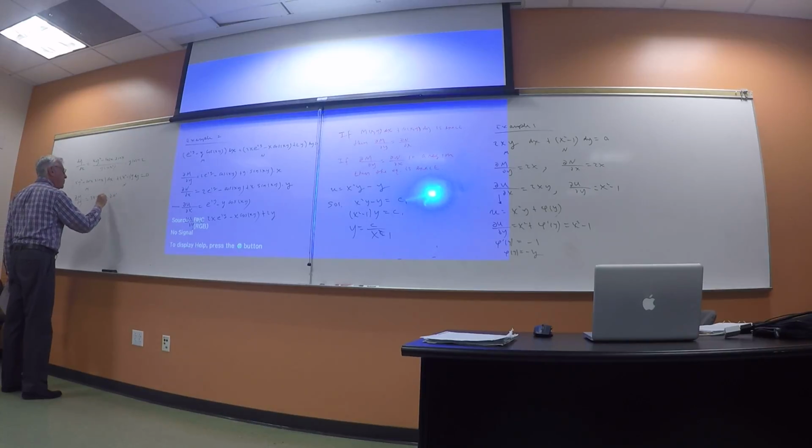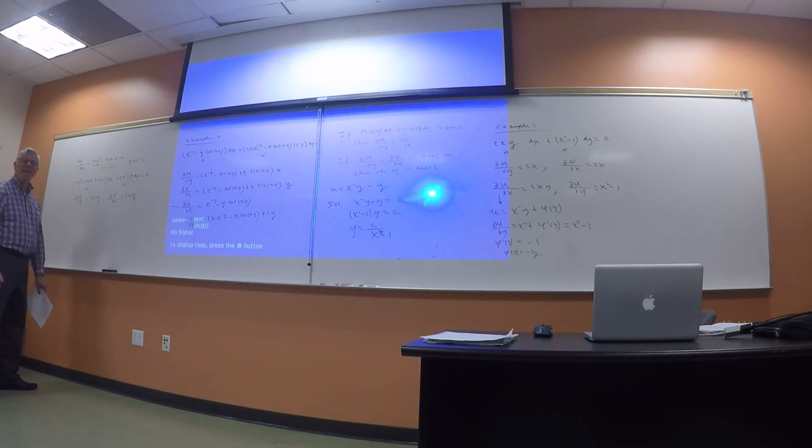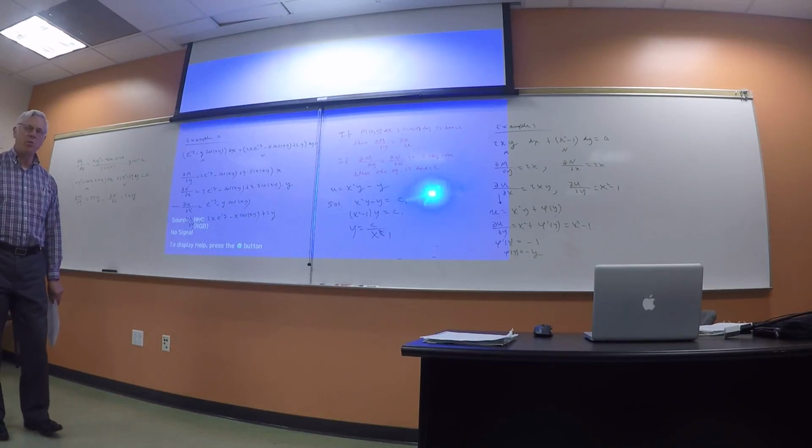And what's the partial of N with respect to x? I get derivative of x squared minus 1 is 2x times y. I'll pick it up over there. Yeah, okay. So it's exact everywhere in the xy plane.